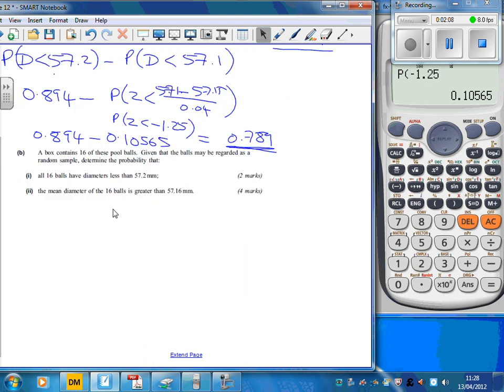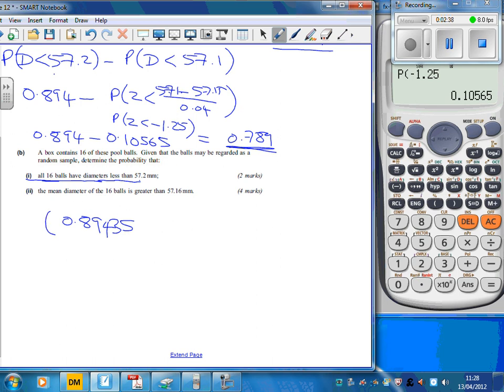And we've got two ideas here. We've now got a group of 16 of them. And the first thing he says, every single one of these 16 has got that probability less than 57.2 millimeters. We know the chance of being less than 57.2 millimeters from earlier. It was 0.894, and I'm going to use the full value of that, 0.894435. That's what we got in the calculator.